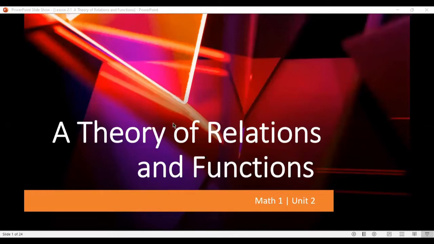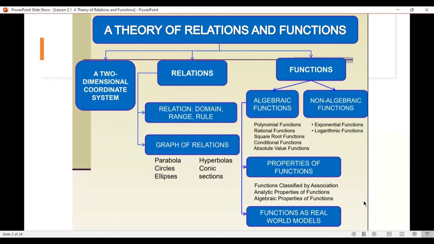Okay, good day everyone. Now we are on Unit 2 of Math 1, a theory of relations and functions. Before we enter the main topic of this presentation, here is the diagram of our topics. A theory of relation and function subdivides into three: the two-dimensional coordinate system, relations, and functions.